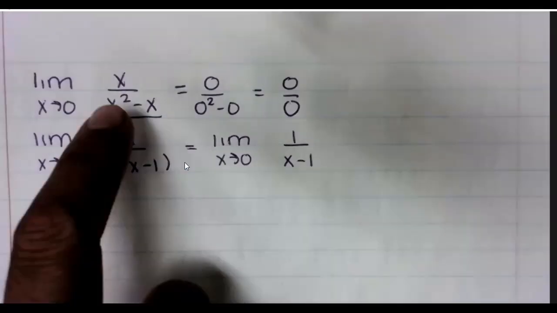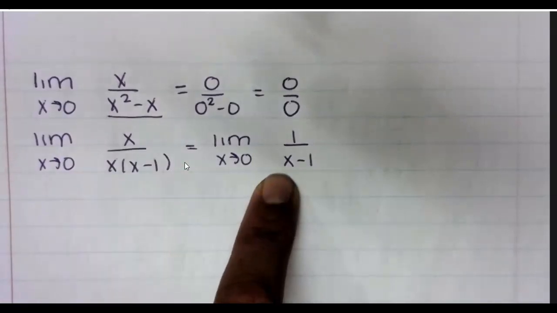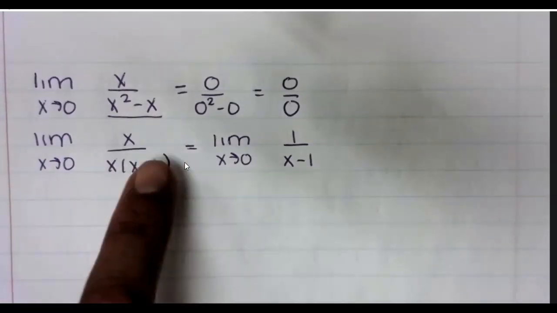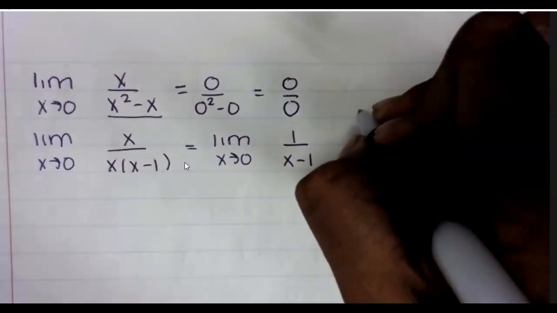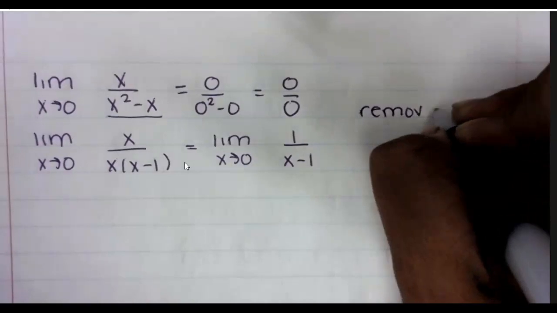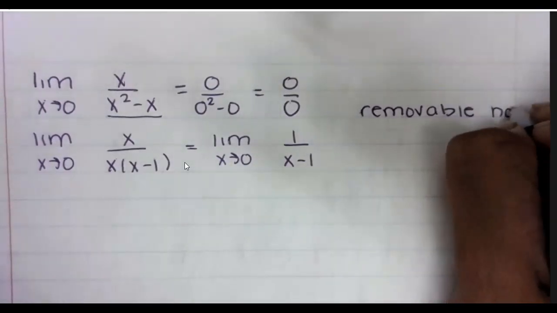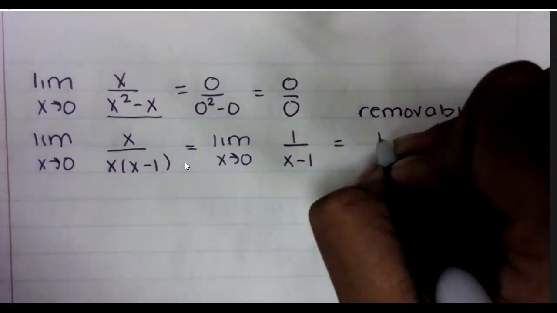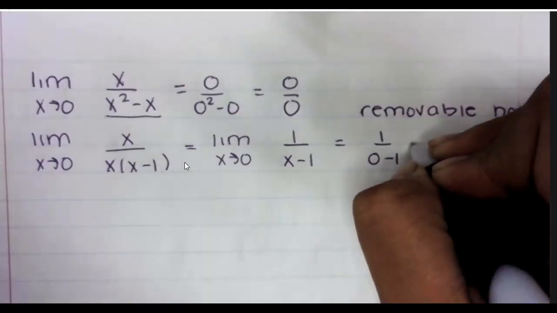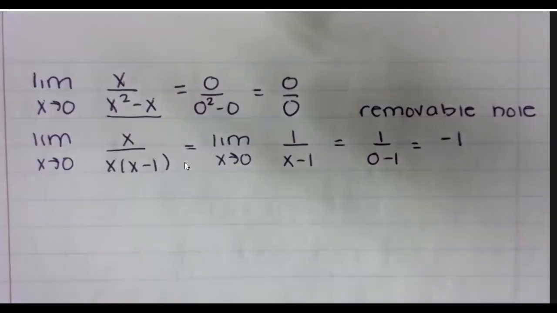So what that means is this function here behaves like this function here. It means that as we cancel these x's, they are what we call a removable hole, which we're going to talk a lot about on Friday and following. So therefore, this is 1 over 0 minus 1, or negative 1.